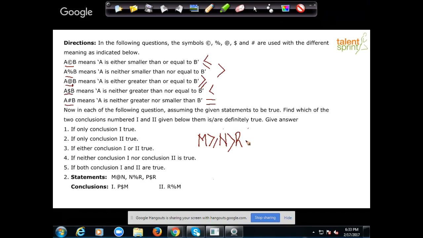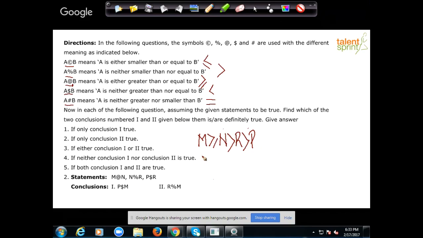Then they tell us that P dollar R. P dollar R would actually mean that P is smaller than R. So P is smaller than R. Now, I will once again explain how we got this equation of inequality, and then let's analyze our conclusions.